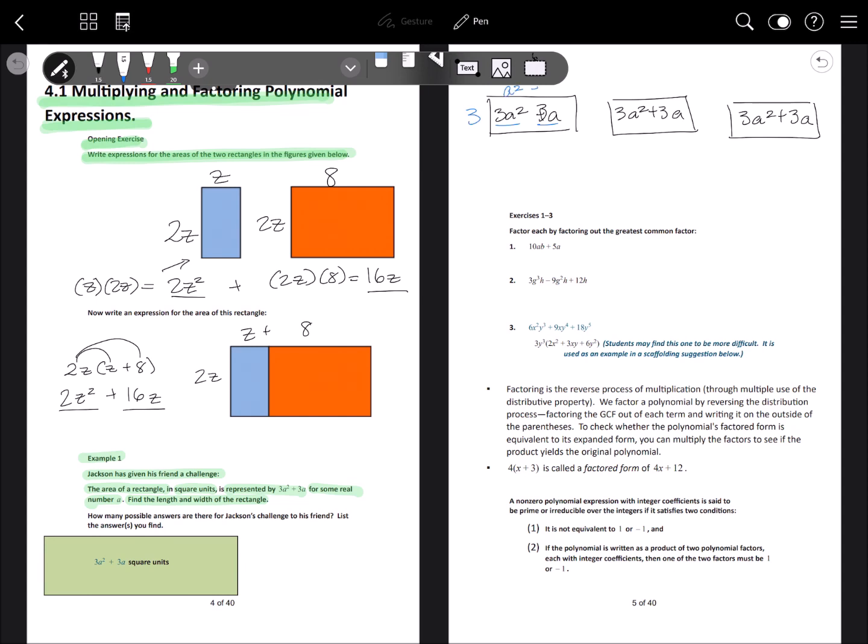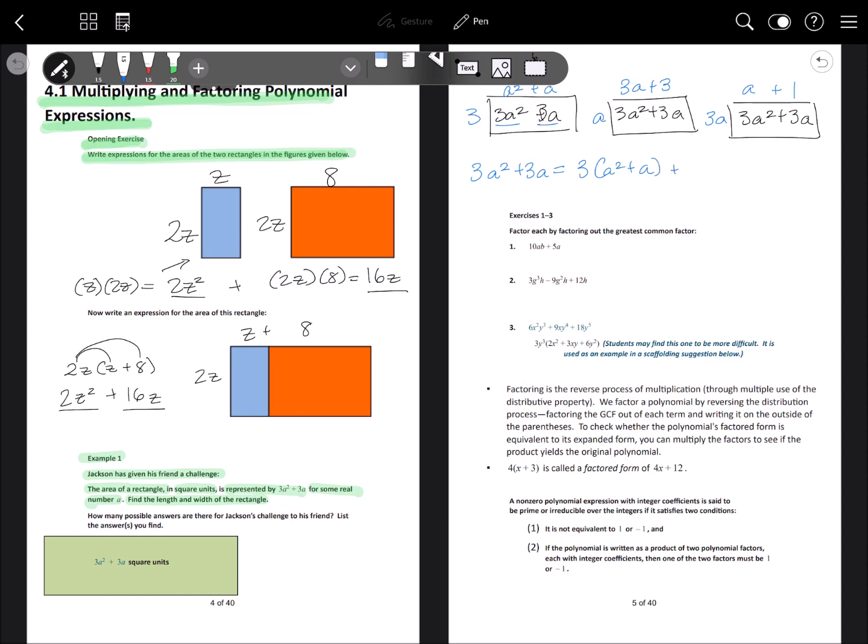Well, we notice both of them have 3 in common. So it could be 3 was the height, so that would make this part a squared and a. Or maybe a was the height, in which case we can multiply out an a from each. Or if we actually take 3a out, we can divide each by 3a, so the width would be a plus 1.